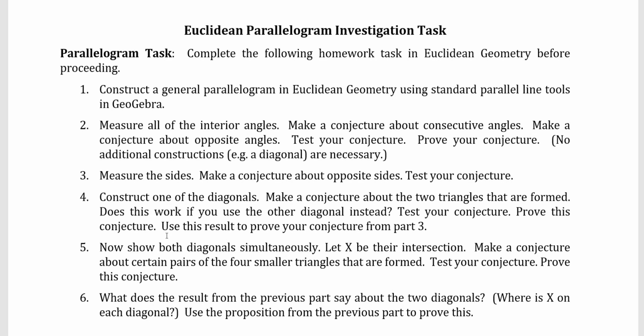Now show both diagonals simultaneously and let X be their intersection, and they will intersect. Make a conjecture about certain parts of the four smaller triangles that are formed. Test out your conjecture and then prove it. What does that say about the two diagonals? In other words, specifically, where is X on each diagonal? And use your proposition from the previous part to help prove this.